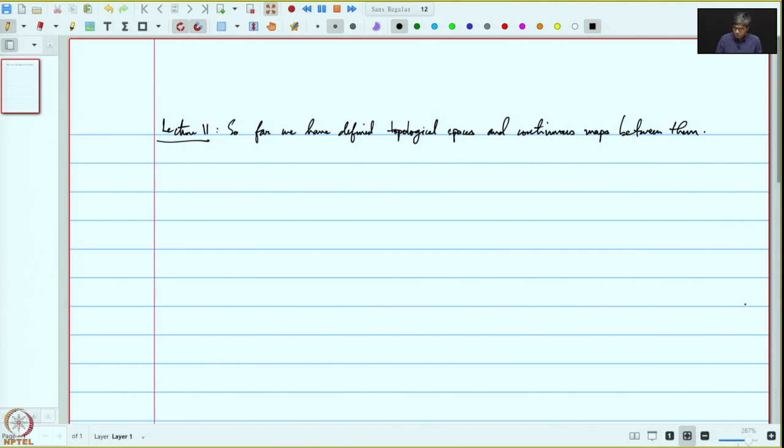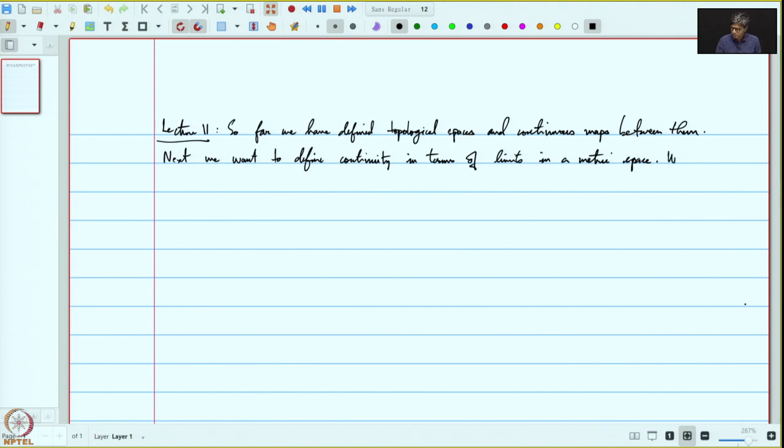Next, we will define continuous maps in terms of limits. We want to define continuity in terms of limits in a metric space. So, we will have to define metric spaces and then limits, and then finally give a criterion of when a map is continuous in metric spaces in terms of limits. And that is going to be the theme of the next few lectures.